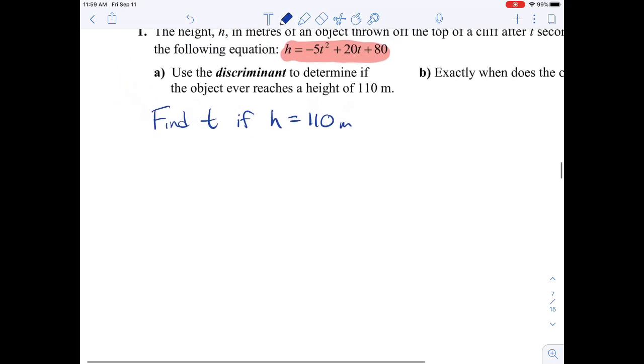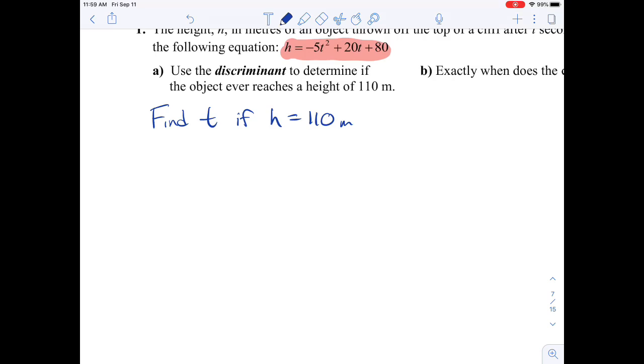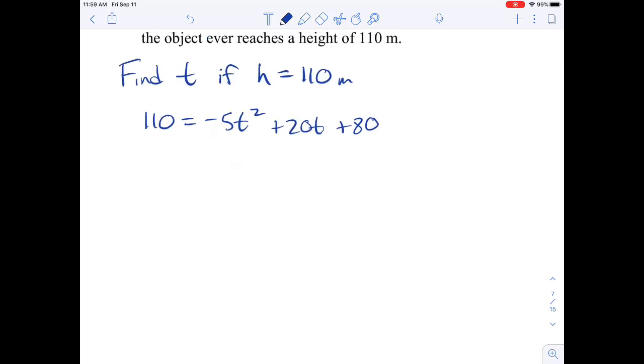Well, in order to do that, all we need to do is substitute 110 meters into our equation. So 110 as the height is equal to negative 5t squared plus 20t plus 80. In a sense, we could think of trying to find a specific time, but more generally, the question is just asking us, is there ever going to be a time when this does cross 110 meters? So really, we're looking at an equation like this and asking ourselves, not even to find a specific solution, just: does this have any solutions? And if it does, how many?